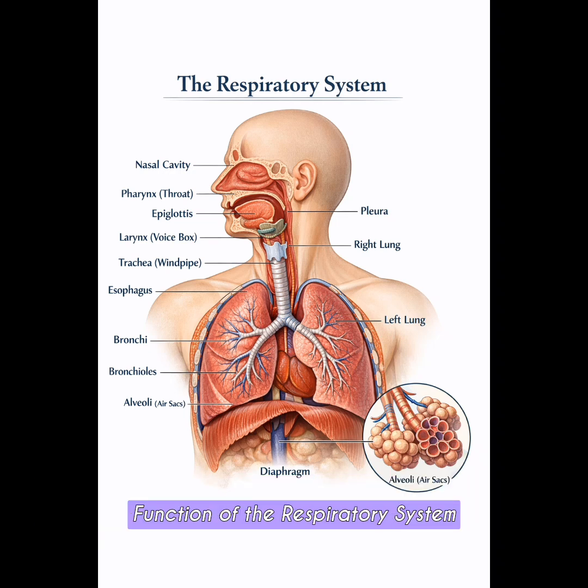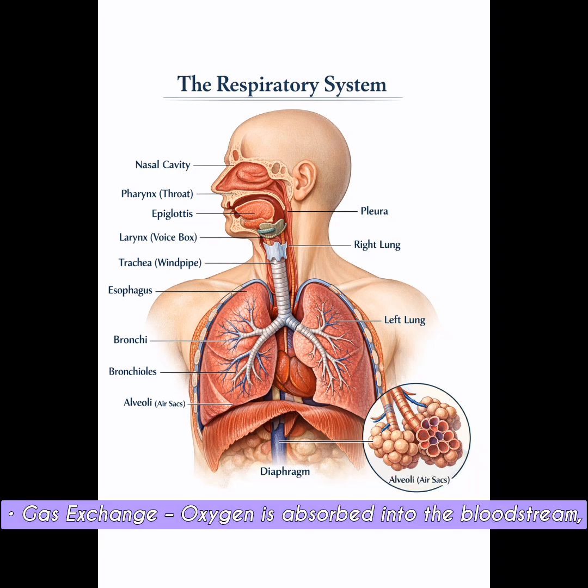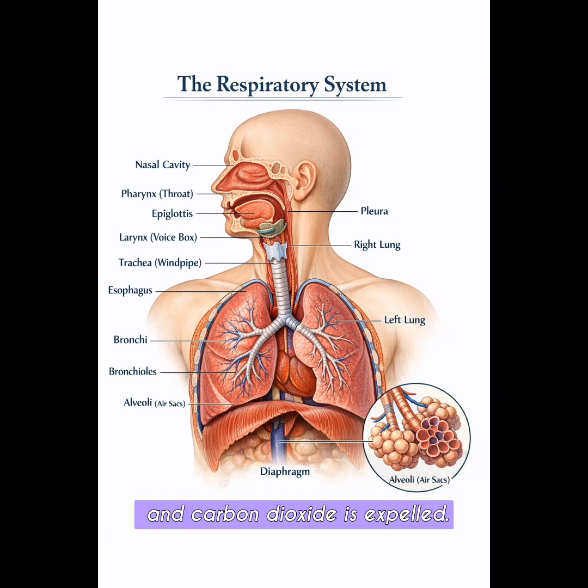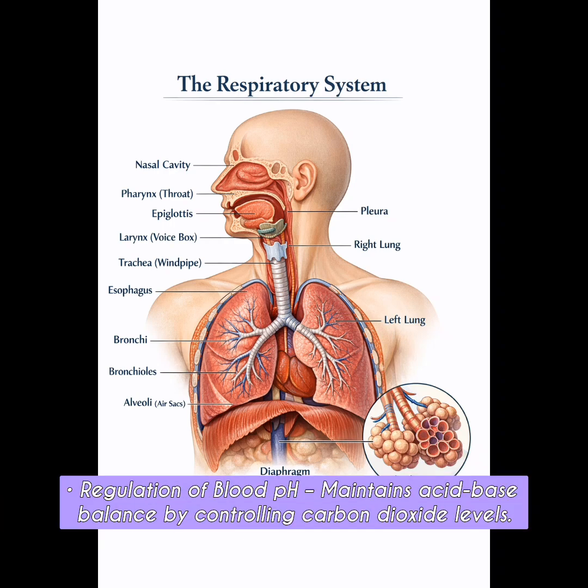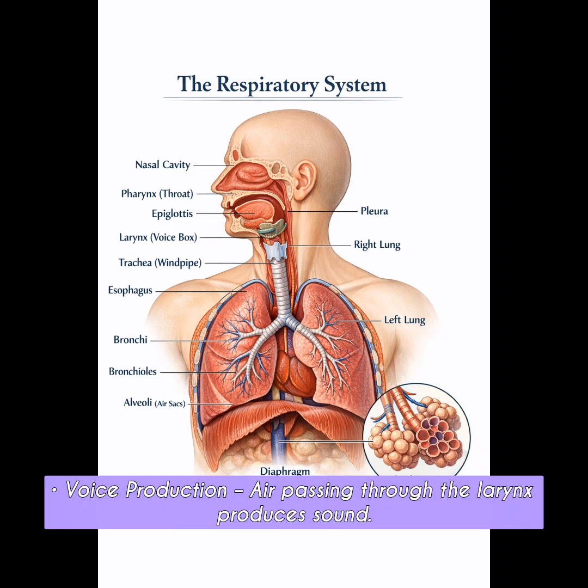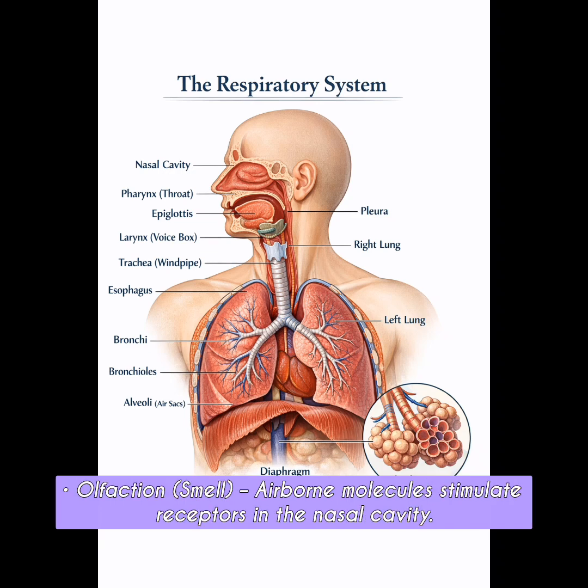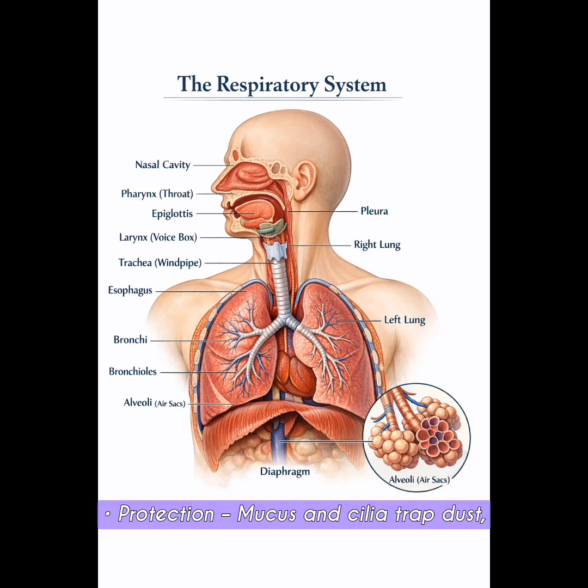Function of the respiratory system. Gas exchange: oxygen is absorbed into the bloodstream, and carbon dioxide is expelled. Regulation of blood pH maintains acid-base balance by controlling carbon dioxide levels. Voice production: air passing through the larynx produces sound. Olfaction, smell: airborne molecules stimulate receptors in the nasal cavity. Protection: mucus and cilia trap dust, pathogens, and pollutants to prevent infection.